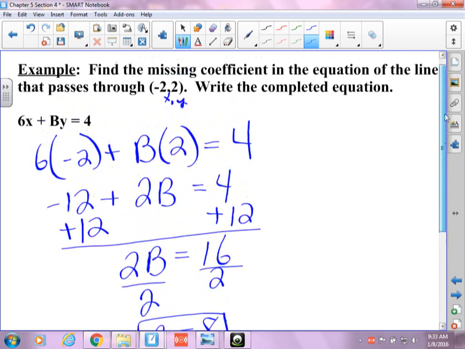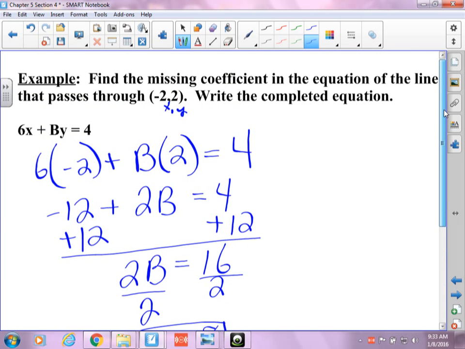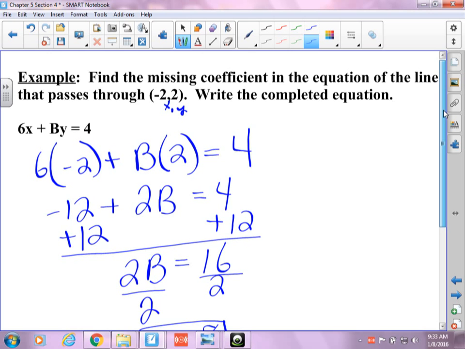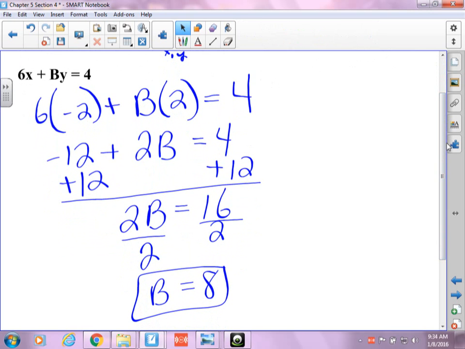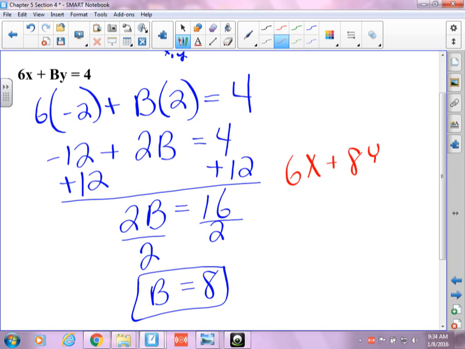Wow. What does it say? Find the missing coefficient. I did that. Did I write the completed equation? No. So now I gotta do that, right? So I write 6x plus 8y equals 4. Done.